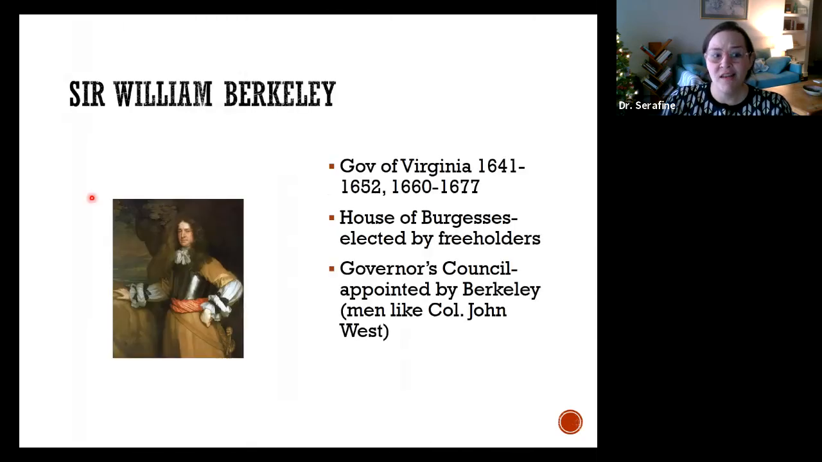Who's in charge of all of this? Well, the king, the crown, but he's not around. Virginia is governed by Governor Berkeley, who is put into place by the crown.